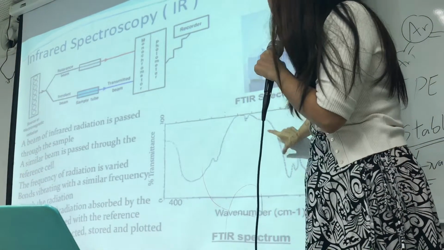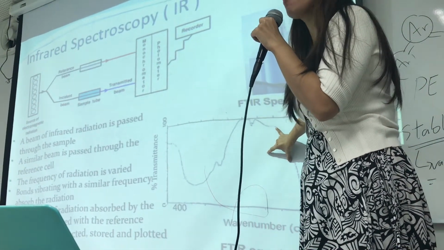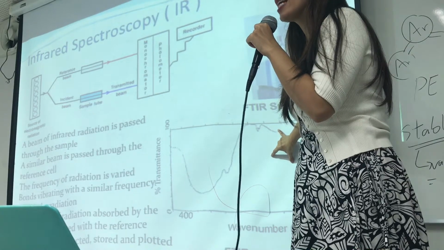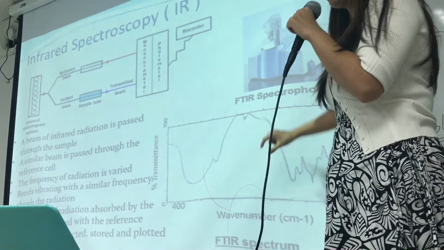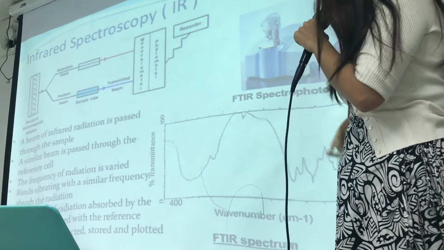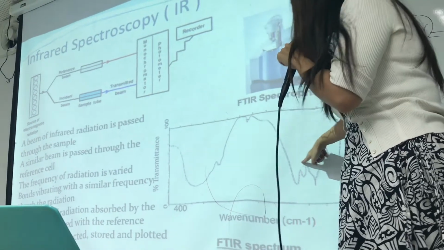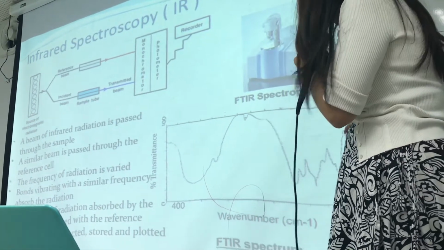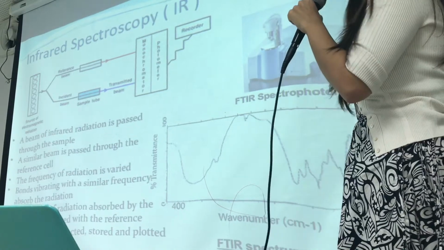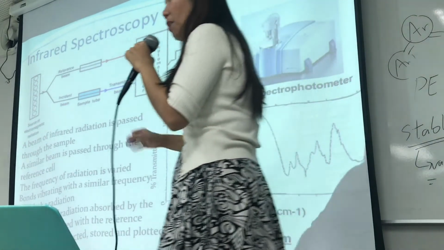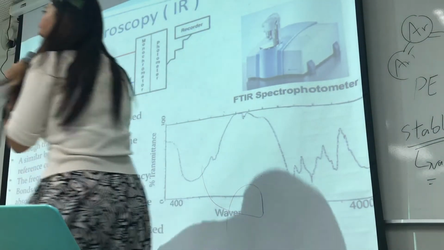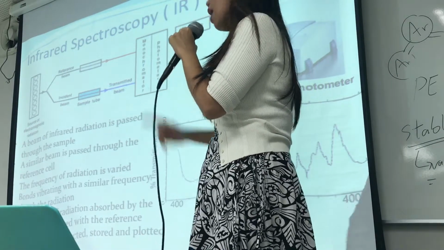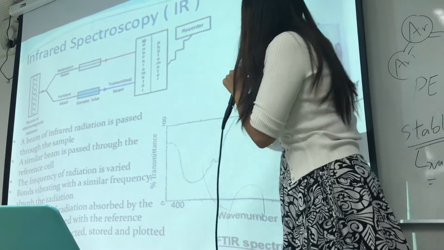How about here? A certain bond must absorb certain energy right here. And here, a certain bond absorbs energy. And here, it is dropping again, so a certain bond absorbs energy. So you will see that there might be somehow this bonding, this.